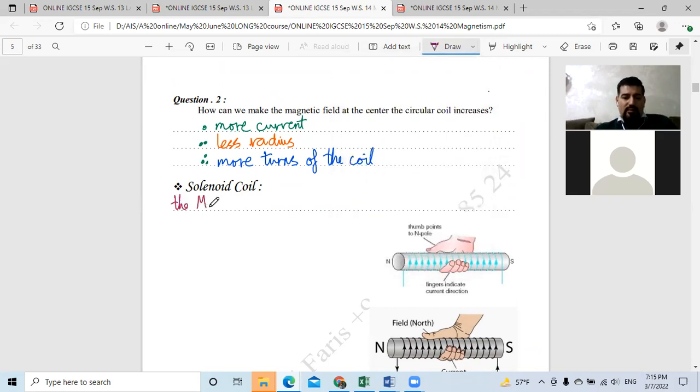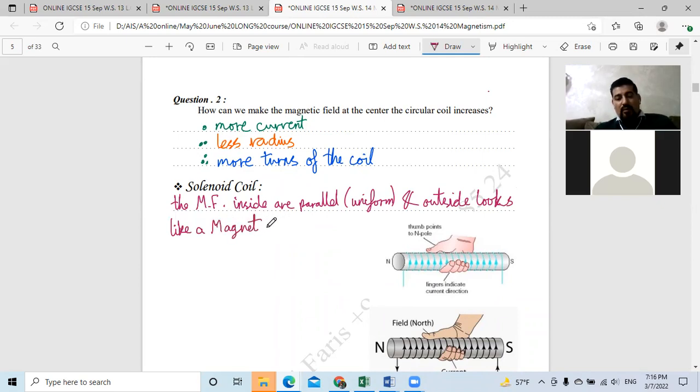The magnetic field inside is parallel. You can write uniform. And outside it looks like a magnet, a magnet with north and south poles.